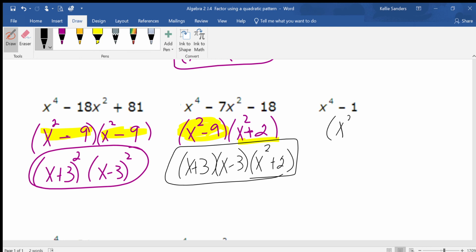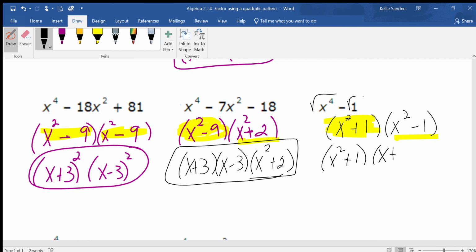X squared plus 1, x squared minus 1, because this is a difference of squares. And what's the square root of x to the fourth? X squared, right? So this is the difference of squares. And you're like, okay, I'm done. Well, yeah, you're done on this one because there's a plus sign. But what about this one? There's a minus sign. Can you take the square root of x squared? Yes. Can you take the square root of 1? Yes. So it's a difference of squares. So x squared plus 1 stays. Then we just have a plain x plus 1 and x minus 1.